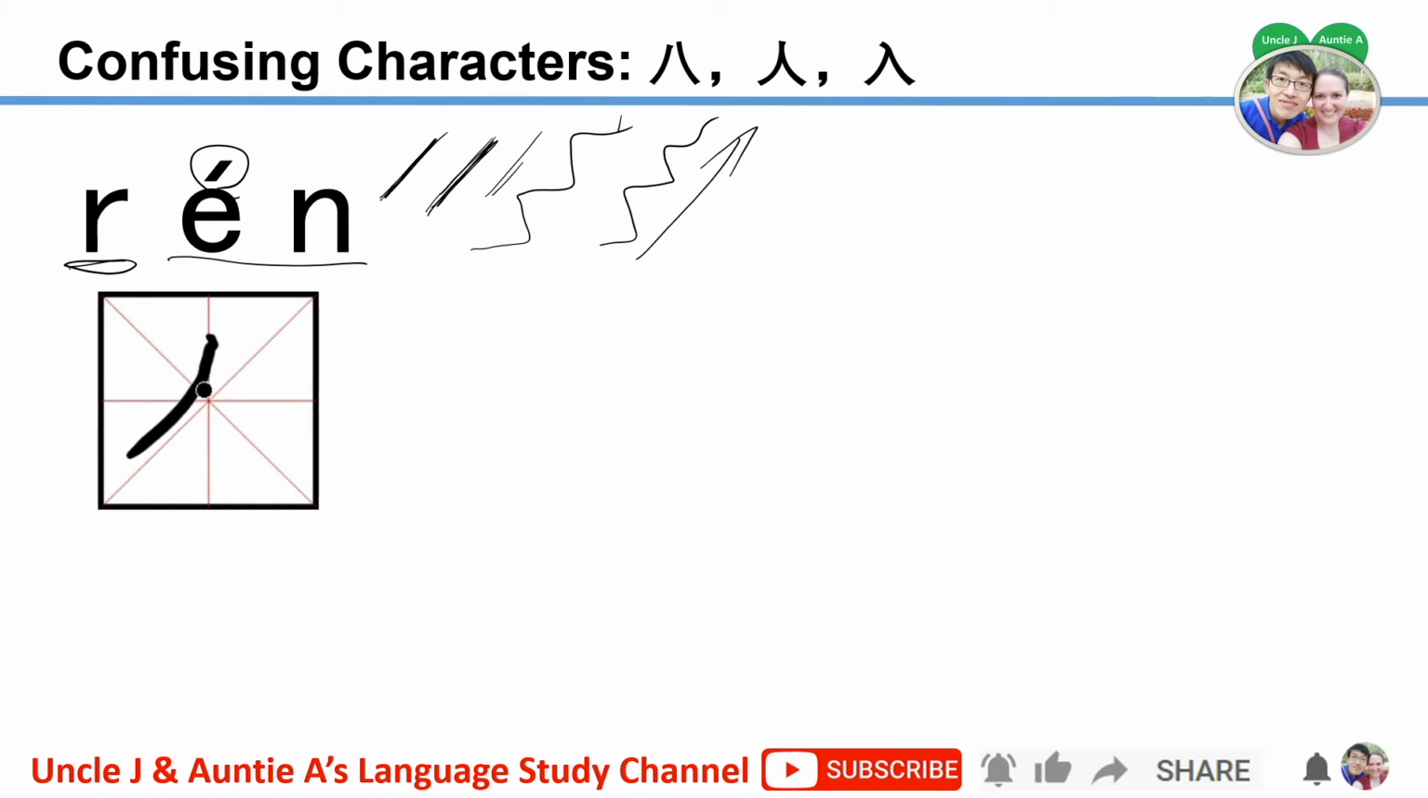What does ren look like? Also, ren has 2 strokes that include left falling and right falling. So it's pretty confusing, since it's so similar to number 8, but if you understand the history, it won't be that confusing. First, I would like to tell you a story of Adam and Eve at the beginning.